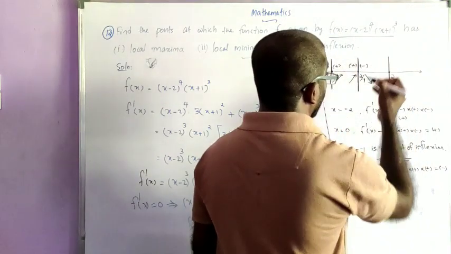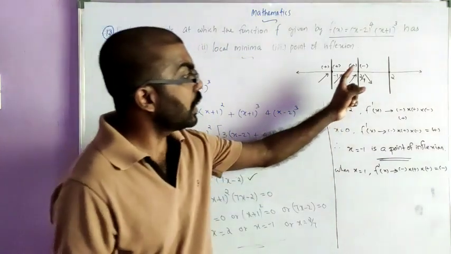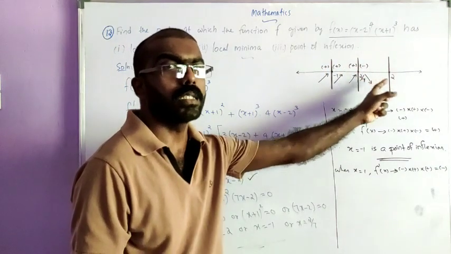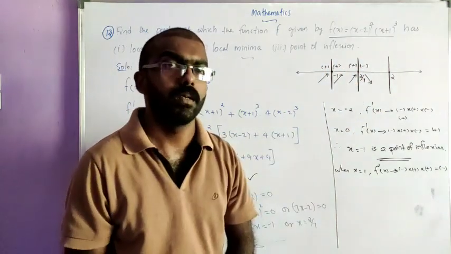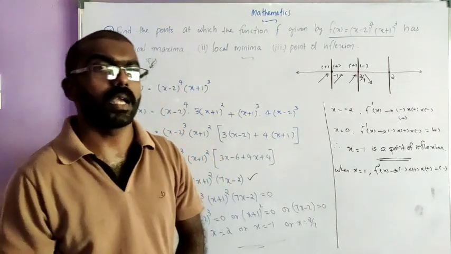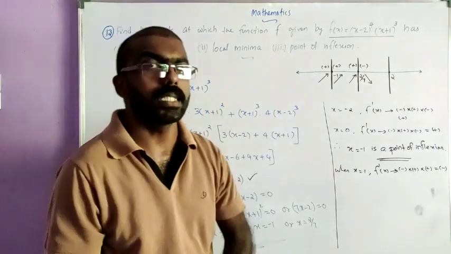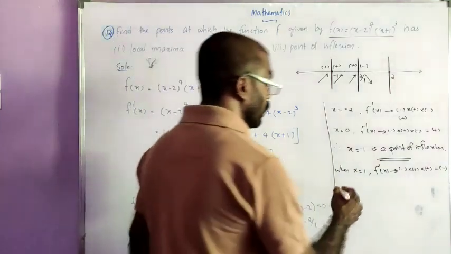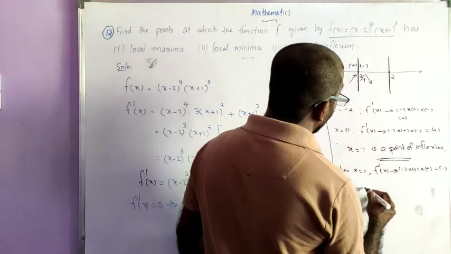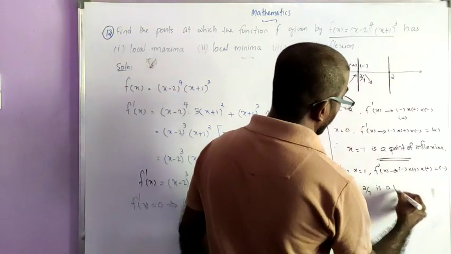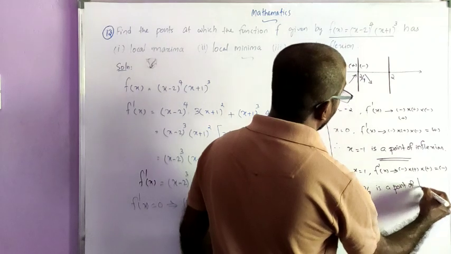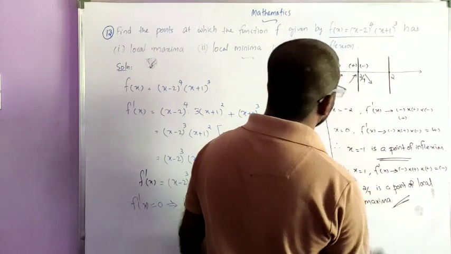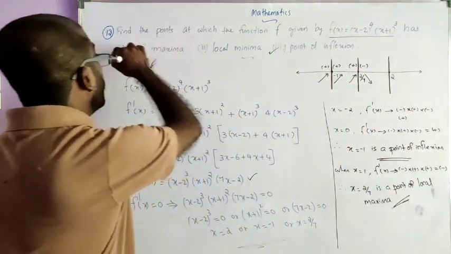That means f dash of x changes sign from positive to negative as x increases through 2 by 7. Then by first derivative test we can conclude x equal to 2 by 7 is a point of local maxima. Therefore x equal to 2 by 7 is a point of local maxima. So these two parts are over.